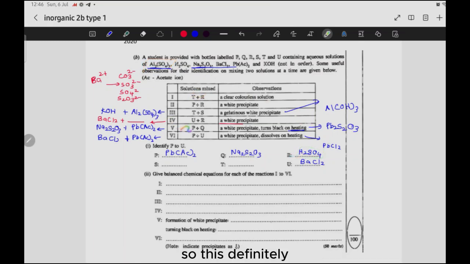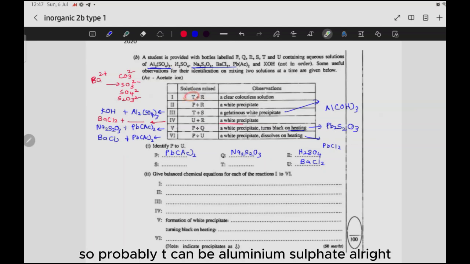So definitely T or S must be aluminum sulfate, right? One of them must be aluminum sulfate, one of them must be potassium hydroxide. So you can see when you add T to R, which is H2SO4, you get a clear colorless solution. When you add aluminum sulfate to R, you get a colorless solution, right? So probably T can be aluminum sulfate. Alright.